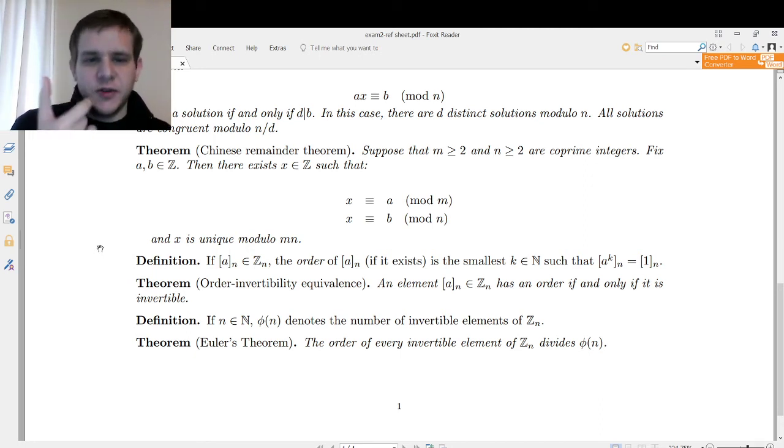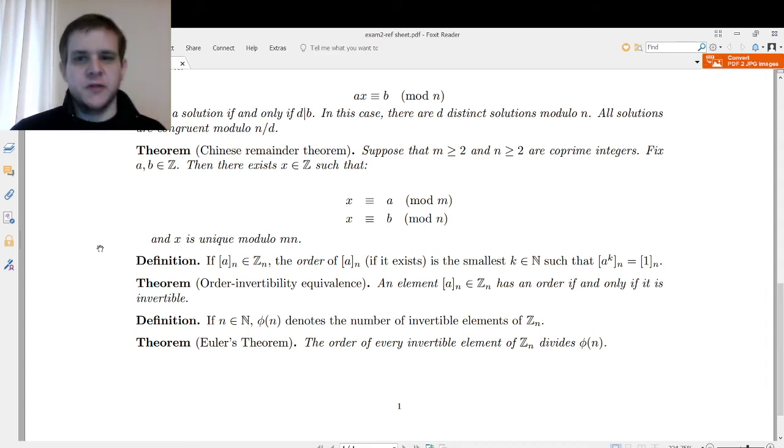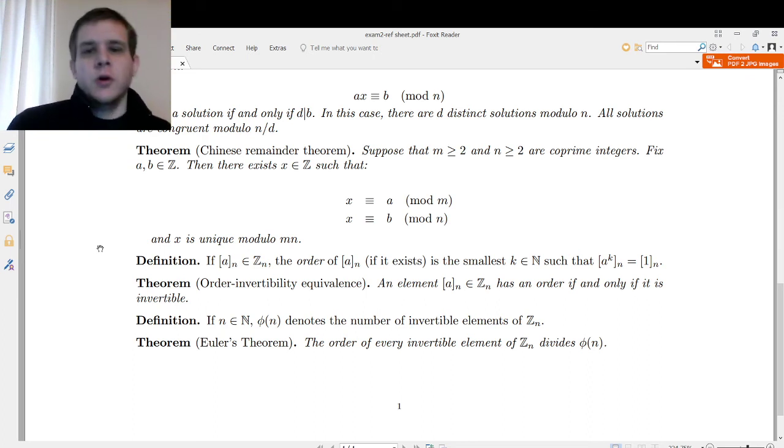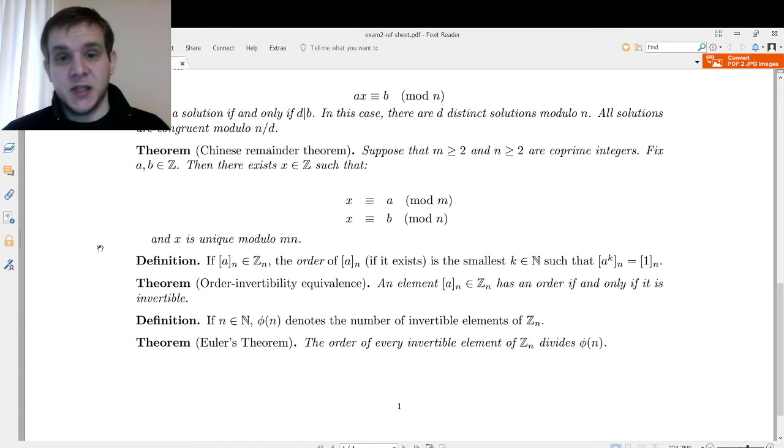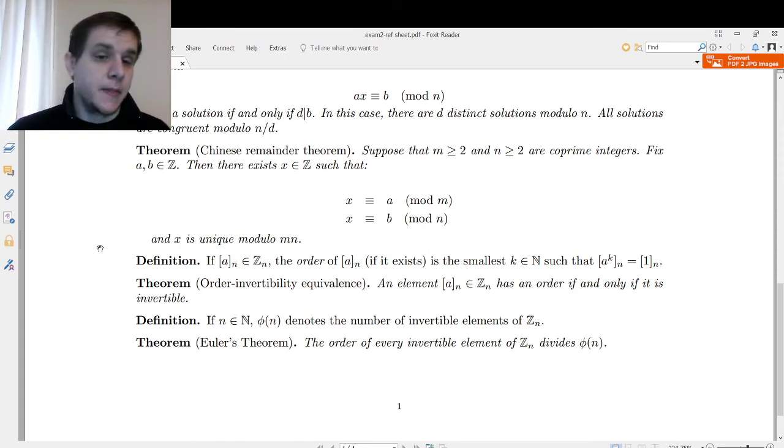And then we introduced this function phi. Phi was the number of elements which are invertible in Zn, or equivalently the number of elements with an order, or the number of elements coprime to n that are less than n. So there are lots of ways to define phi because all of these conditions are equivalent. And the last thing we proved was Euler's theorem, which tells you something about an order. The order of every invertible element of Zn divides phi of n.